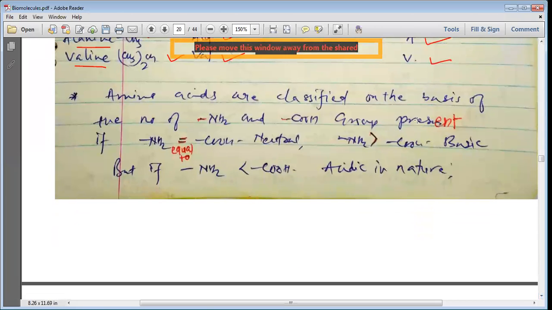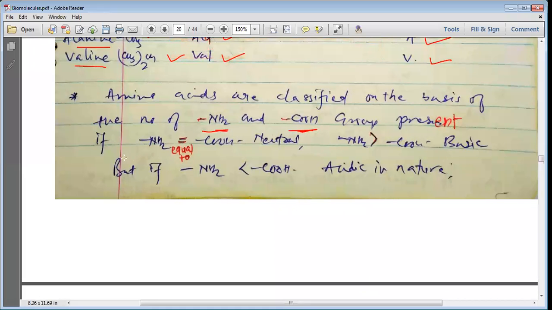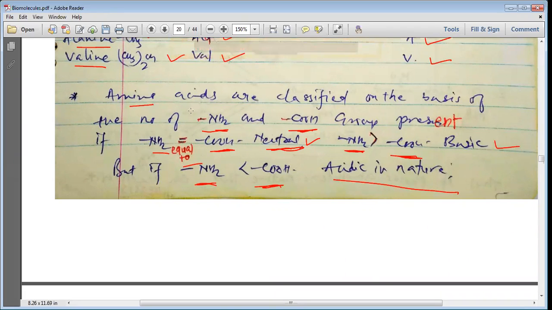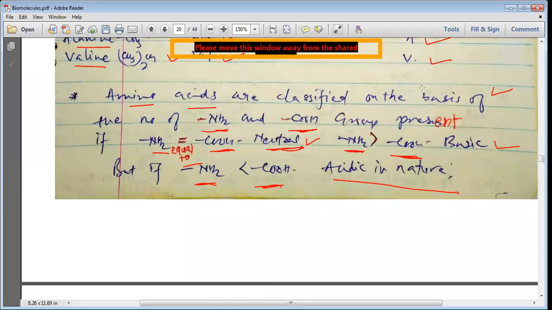Amino acids are classified on the basis of the number of NH2 groups and the number of COOH groups present in them. If the number of amine groups is equal to the number of carboxylic acid groups, the amino acid is going to be neutral. If the amine group is more than the carboxylic acid group, then the amino acid is going to be basic in nature. And if the number of amine groups is less than the number of carboxylic acid groups, the amino acid is going to be acidic in nature.